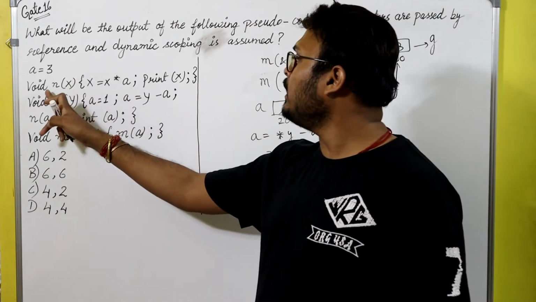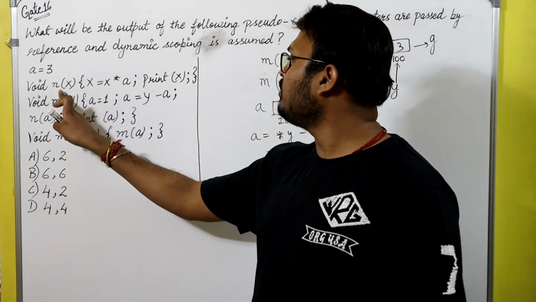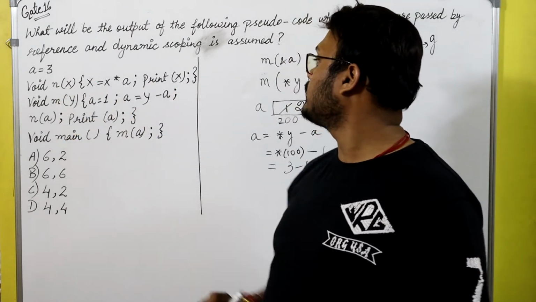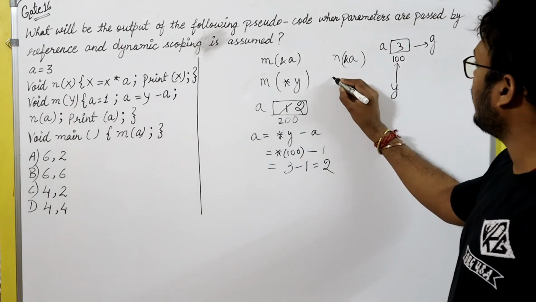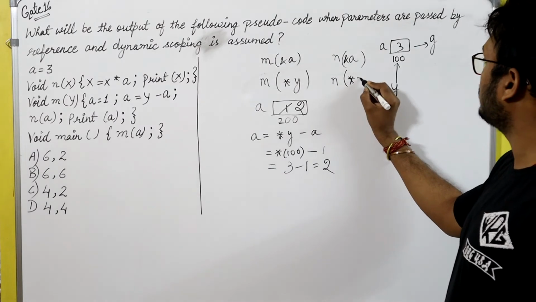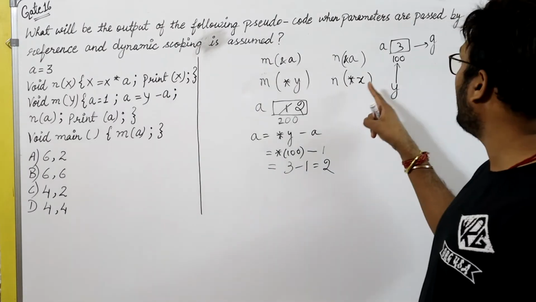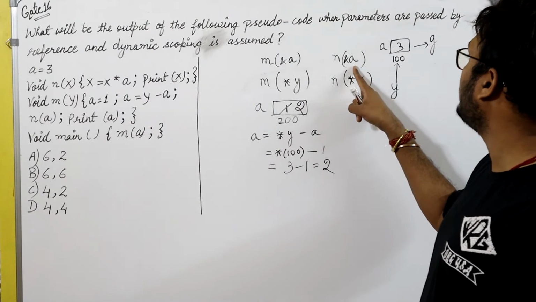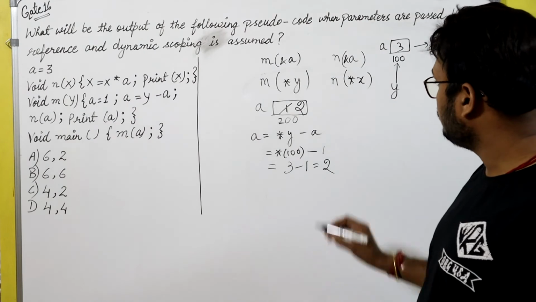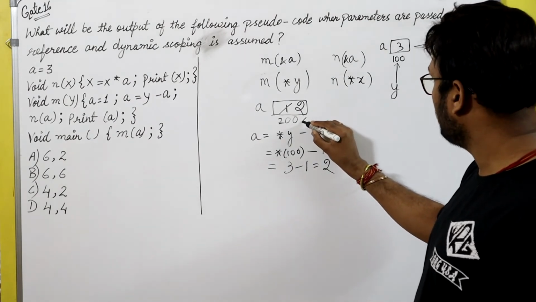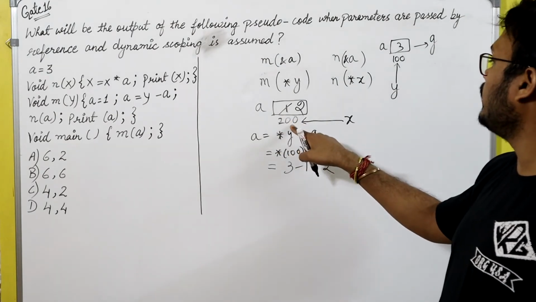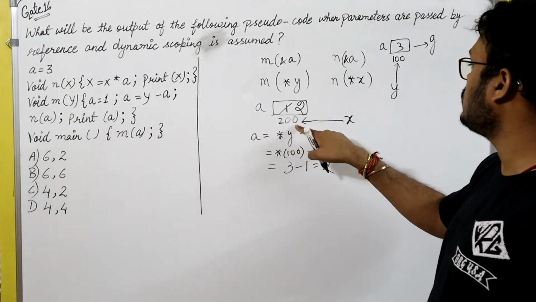And at the receiving end, where the n function has been defined, you see the parameter is n of x. It means what? You should interpret it as n of star x. It means x is a pointer which is pointing to the address of A. What is the address of A? 200. x is pointing to the address of A, that is 200.